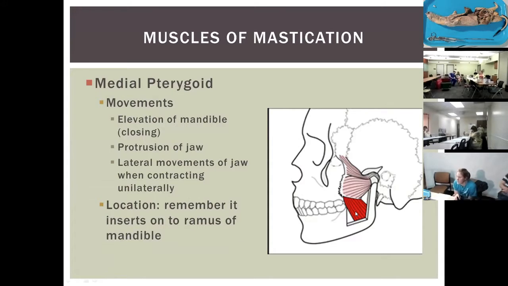The movements of the medial pterygoid is that it can help elevate the mandible or close the jaw. And it can also help protrude the jaw, meaning push the mandible out. And it helps with lateral movements of the jaw as well when it contracts unilaterally. So if you just have one medial pterygoid contract, it can move the jaw laterally.